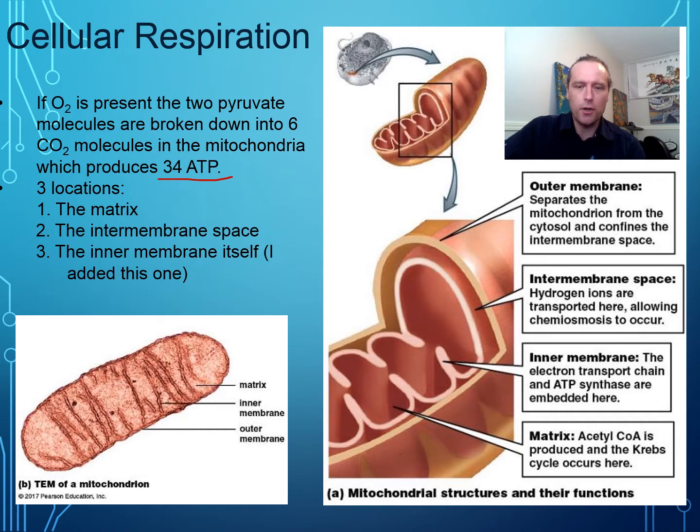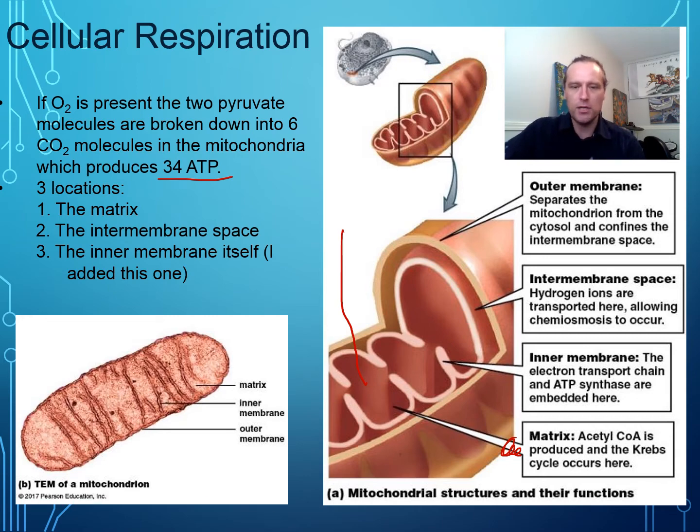Number 1, the matrix. The matrix is the innermost part of the mitochondria. This little box there talks about it. It is a large volume, and that is suited to its function because there's going to be a lot of solutes and enzymes that all need to mix together to catalyze some reactions.